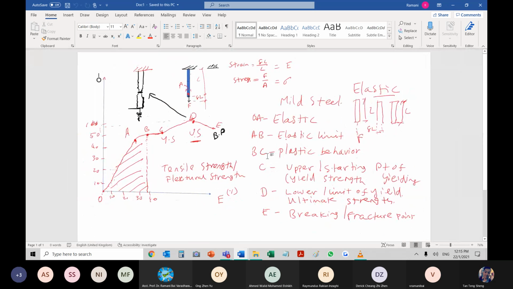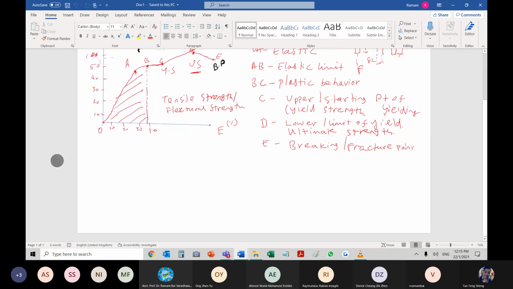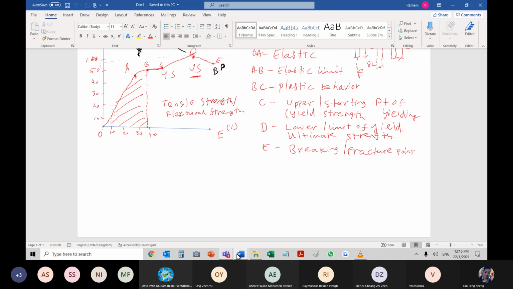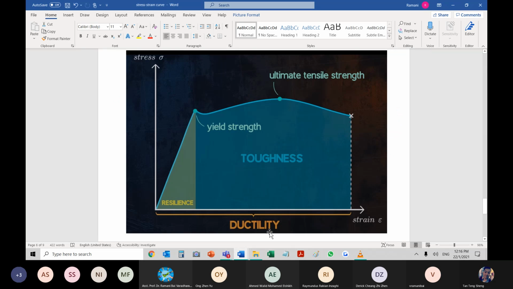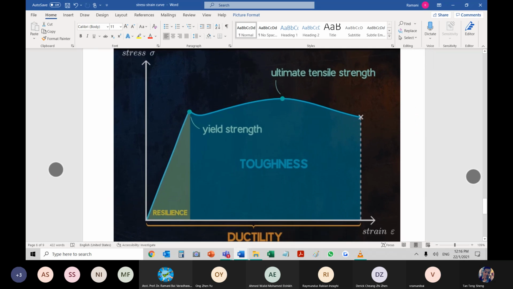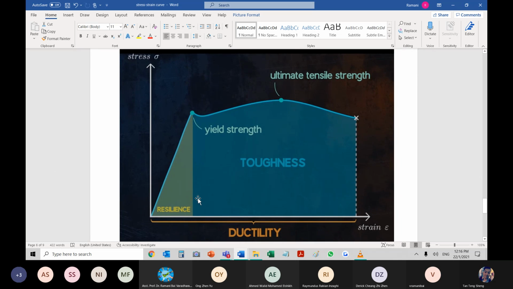The behavior we studied one by one, step by step, how they behave from 0 to A to B, C and D until it failed or broke. This is the ultimate strength, where it is still bearing the load. The breaking point is reached or ultimate load is reached, after which it will break. This is nicely represented by this diagram. It's a very clean and explanatory diagram.